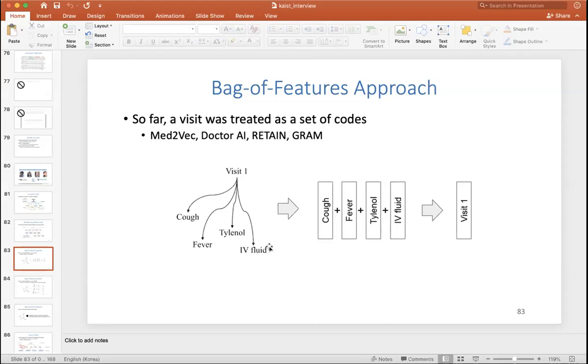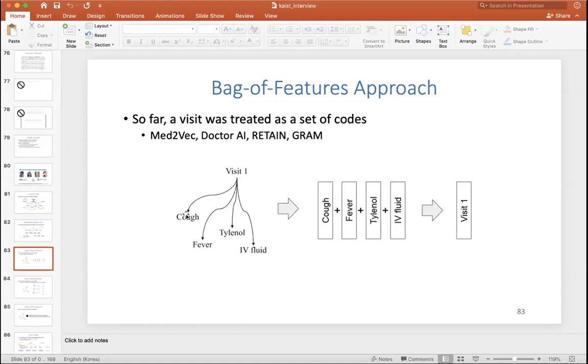So 4 events, and naturally, what people did from 2015 all the way to maybe 2018, 2019, is represent a single visit as a vector so that you can feed it into the RNN. Everything is a vector in deep learning. So you represent a single visit as a fixed size vector. That's necessary in order to feed a visit to the RNN. And how people did that is they just summed everything up.